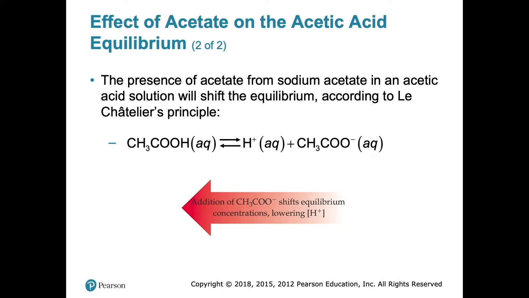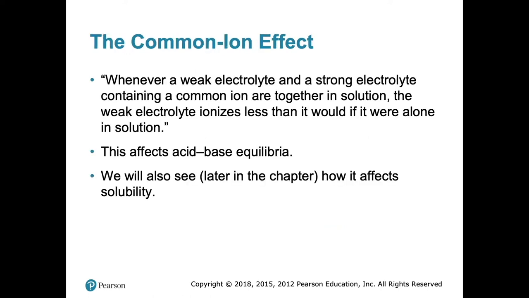Just remember that when you add in more of the acetate ion, we will get fewer protons because these acetate ions will gobble up the protons, making more of the acetic acid that is not a strong acid. What this is called is the common ion effect. We call that the common ion effect.